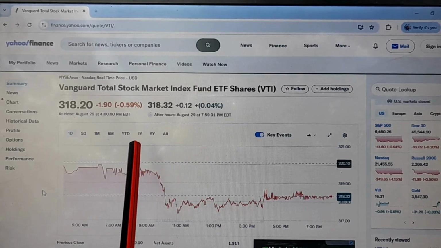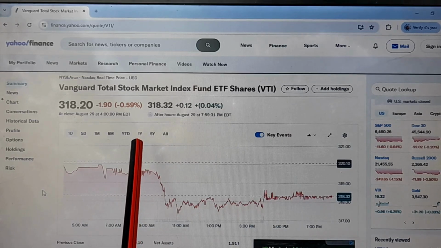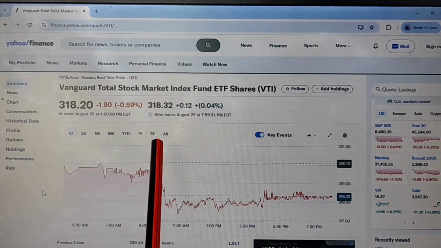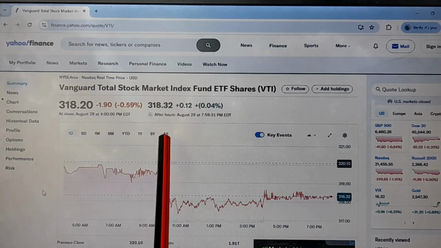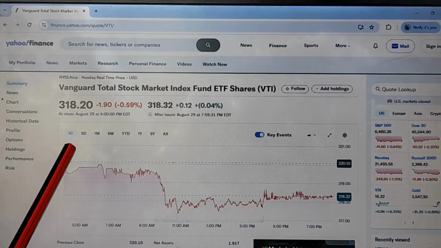But 1 year means 12 months back, okay? You're going to count it 12 months back, the performance of VTI. Then we have 5Y is 5 years. Then we have all.